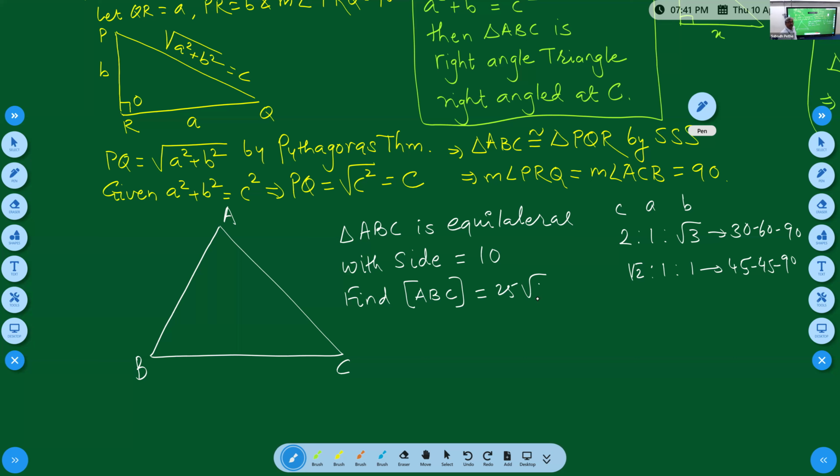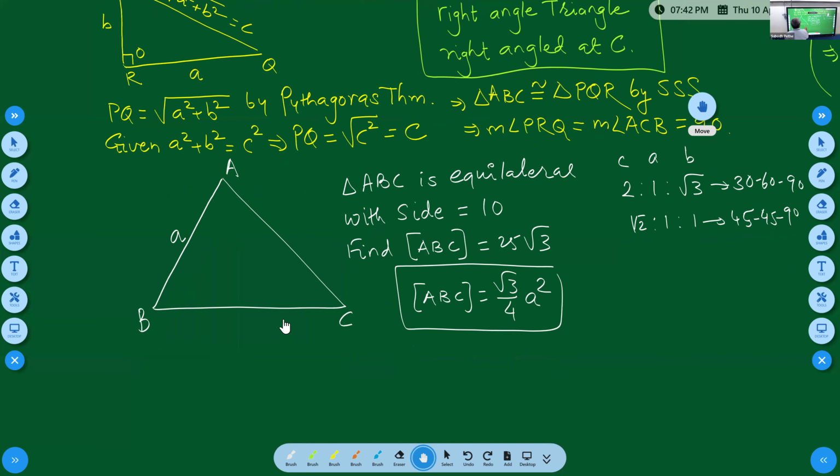And if the side is small x or a, then the area of an equilateral triangle is √3/4 a square. Very useful formula. If anyone wants an explanation, I will tell you, but it is easy.